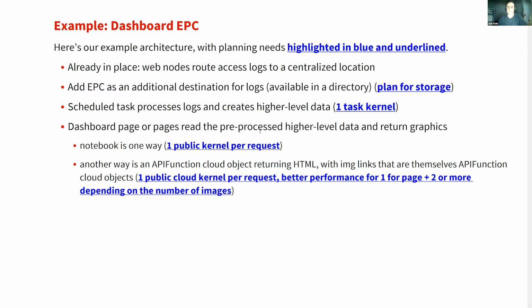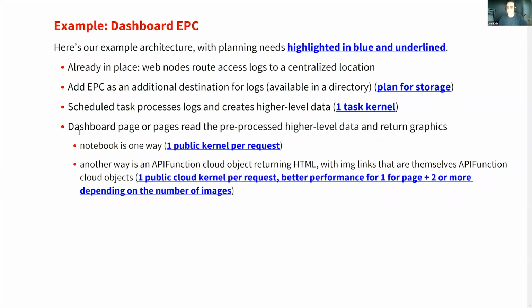And then you have your dashboard. And I said before that there are kind of two options here. One is just a notebook. Another one is an API function. So between these two options, you can see at least one public kernel is going to be needed. But really, it's also going to depend on how many people are accessing this dashboard at a time.